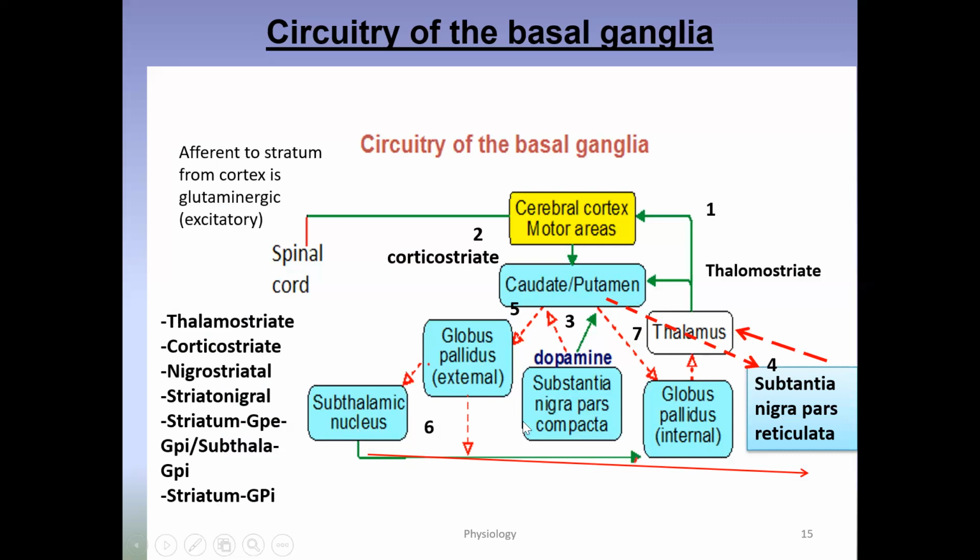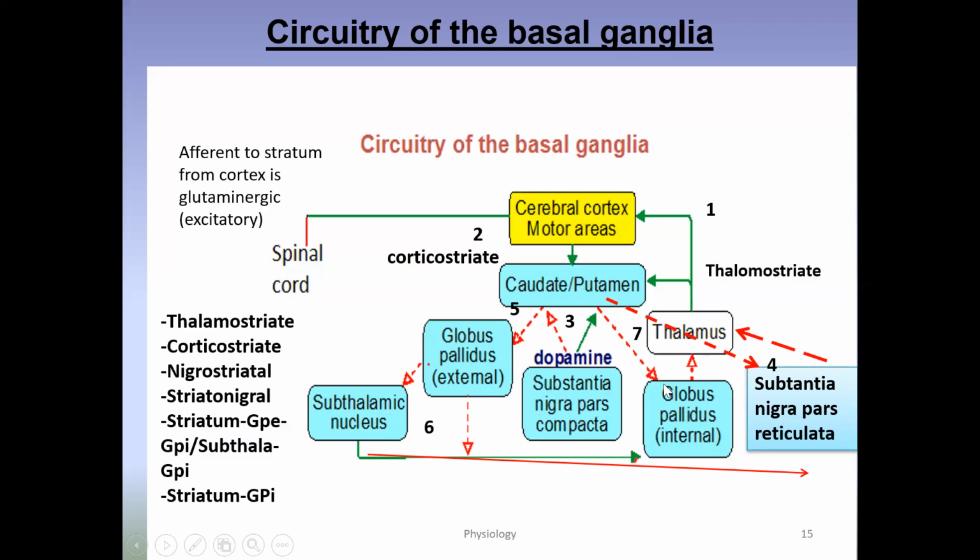Again, I will repeat. One is striatonigral, that means striatum to the pars compacta and pars reticularis. Second is substantia nigra to the striatum, that is called the nigrostriatal pathway. D1 is excitatory, D2 is inhibitory. Third is via the globus pallidus external segment and subthalamic nucleus: there is disinhibition of the subthalamic nucleus, so there is excitation of the subthalamic nucleus. And the last one is direct inhibition of the globus pallidus internal segment from the striatum.